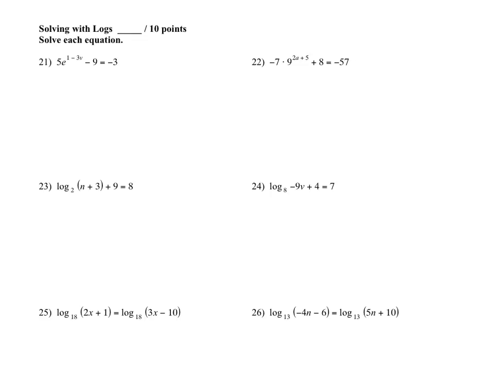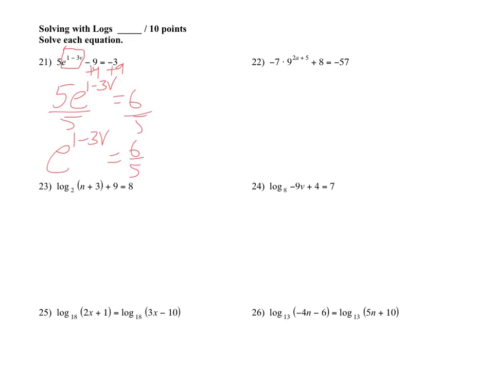Okay, in general, a good rule of thumb, especially if we only have one exponential, is to get that piece by itself. So I'm going to start off by adding 9 to both sides. And I get 5e^(1-3v) is equal to 6. Divide both sides by 5. We get e^(1-3v) is equal to 6/5.